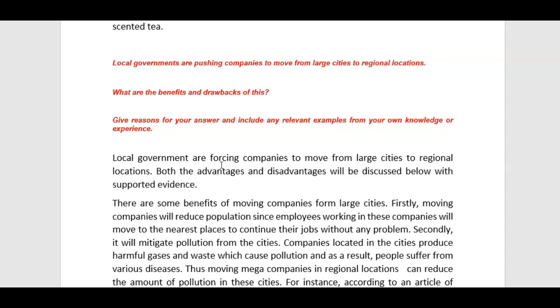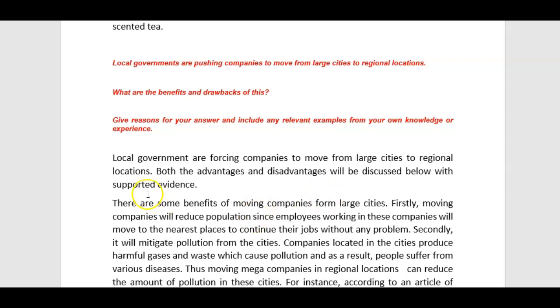Okay, so there are some benefits of moving companies from large cities. Firstly, moving companies will reduce population since employees working in these companies will move to the nearest places to continue their jobs without any problem. All right, so in a short span of time, in like 2 lines, you've used the word company 3 times. So again, vocabulary. You could have either used different vocabulary, or used some sort of cohesive device to make this link better and not repeat the same word.